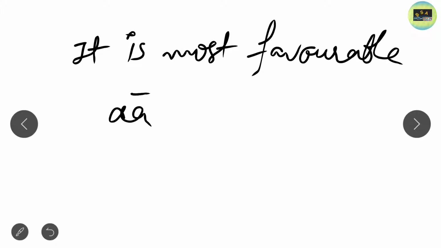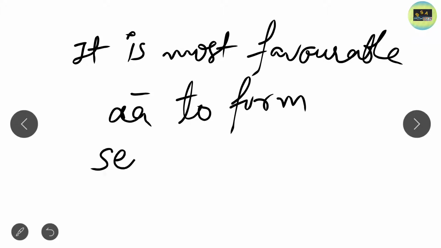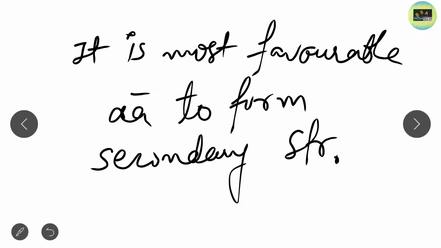it is the most favorable amino acid to form secondary structures. Okay, why is it the most favorable amino acid to form secondary structures? We will discuss all these things when we discuss the secondary structures of protein. Okay, just note this point now. It is the most favorable amino acid that forms secondary structures. Okay, so this is all about alanine.